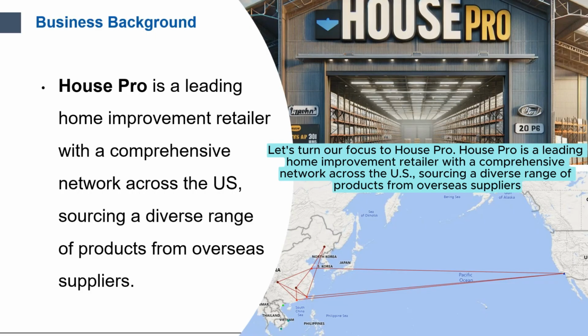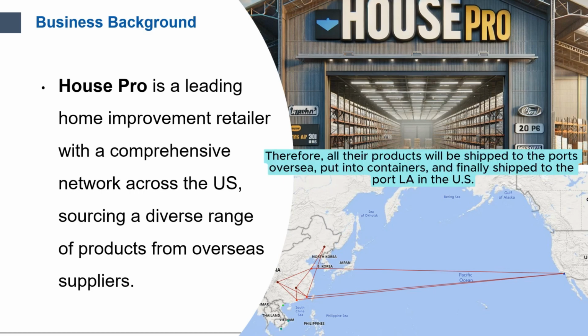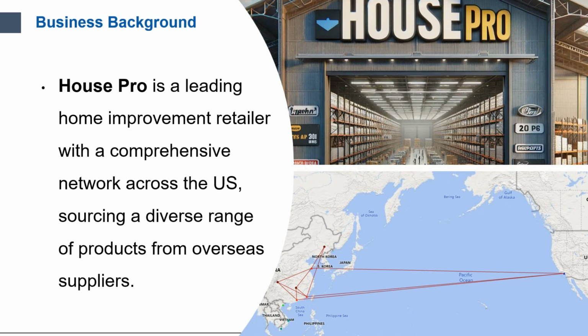House Pro is a leading home improvement retailer with a comprehensive network across the U.S., sourcing a diverse range of products from overseas suppliers. Therefore, all their products will be shipped to the ports overseas, put into containers, and finally shipped to the port of LA in the US.